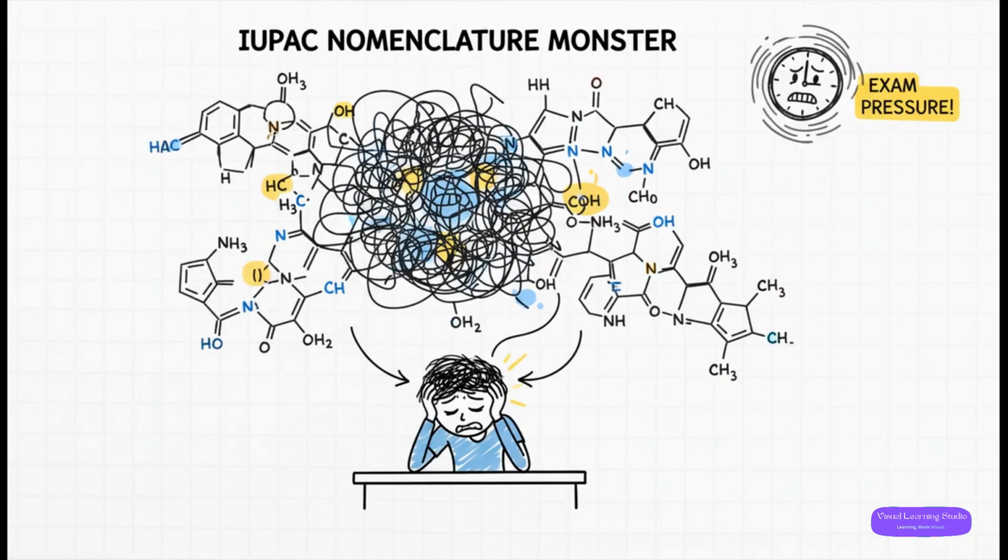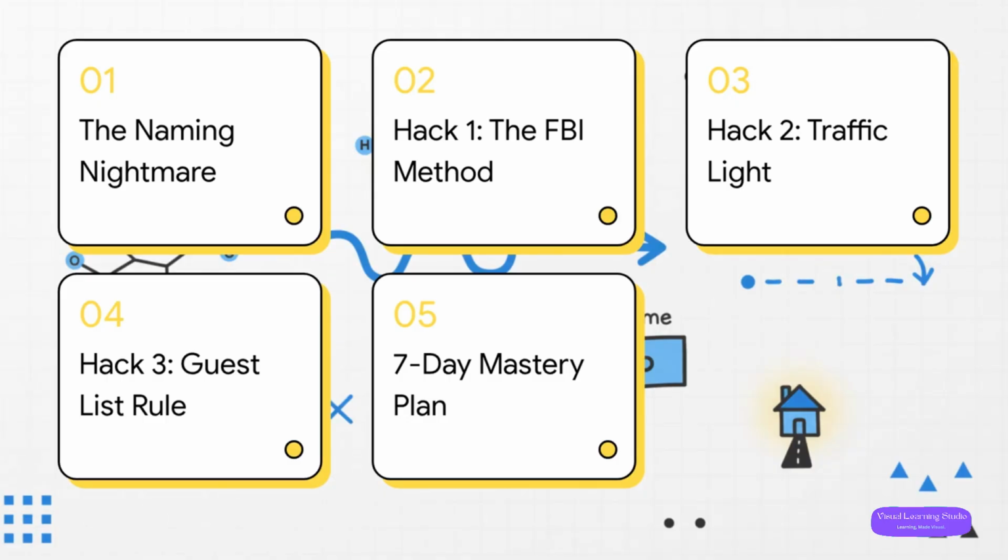Yeah, let's just get real for a second. IUPAC nomenclature is probably one of the most annoying things in chemistry, right? You look at these giant spider webs of carbon atoms with all sorts of things hanging off of them, and it's just so overwhelming. And when you've got exams breathing down your neck, forget about it. I get it. I've been there too. But here's the good news. Today, we're swapping all that confusion for a super clear, step-by-step system.